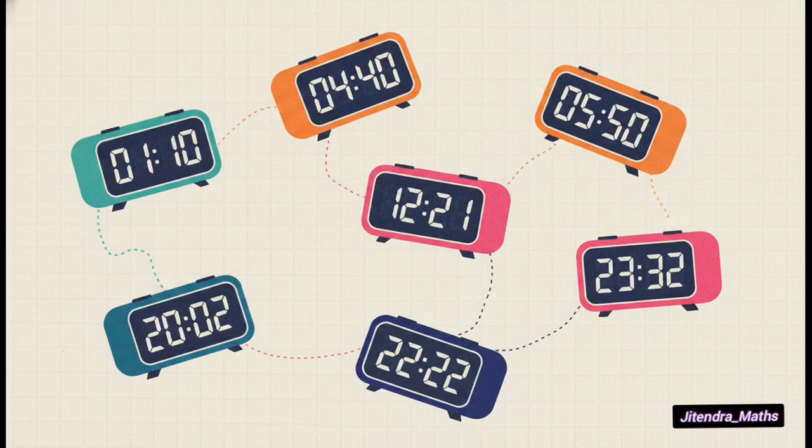And the real beauty of this is that these fascinating little moments, they happen every single day. Just look at these other examples. 0110, 0440, 0550, 1221. And hey, if you're using a 24-hour clock, you get even more of these amazing patterns, like 2002, 2222, and 2332. Every single one of these follows our rule to a T.